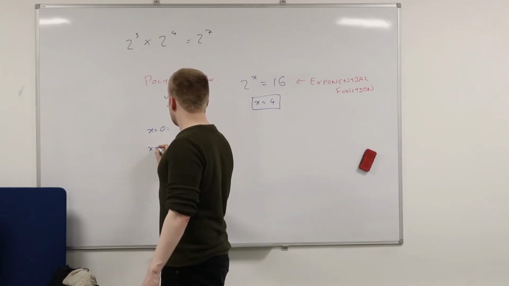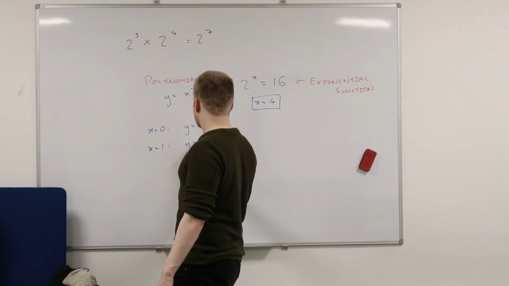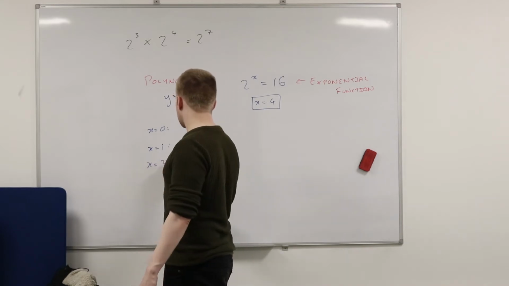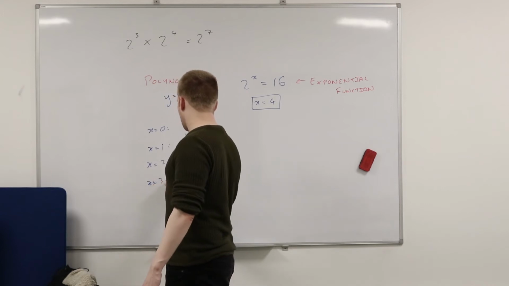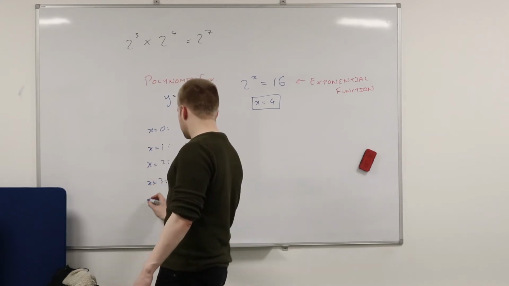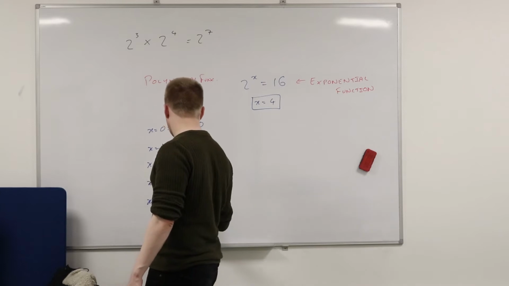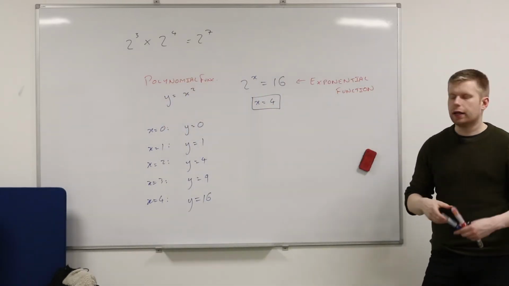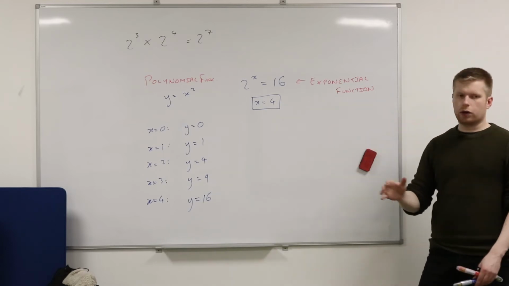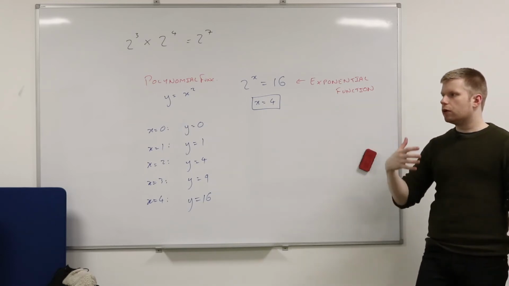If x equals 1, what would y be equal to? 1. If x equals 2, what would y be equal to? 4. If x equals 3, what about y? 9. So it's growing pretty rapidly. What about x equals 4? 16. So it's definitely growing. But the thing is, an exponential function is growing even quicker.